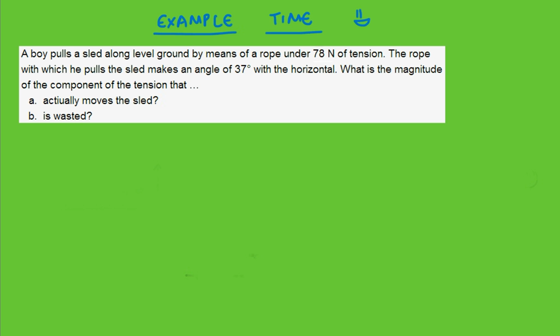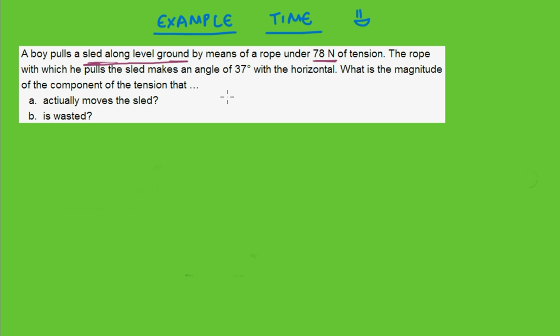Let me just use one good color. We have 78 newtons of force and it's moving along level ground. This is really important, and we will see that we actually use level ground to be the x-axis. The rope with which he pulls the sled makes an angle of 37 degrees with the horizontal.